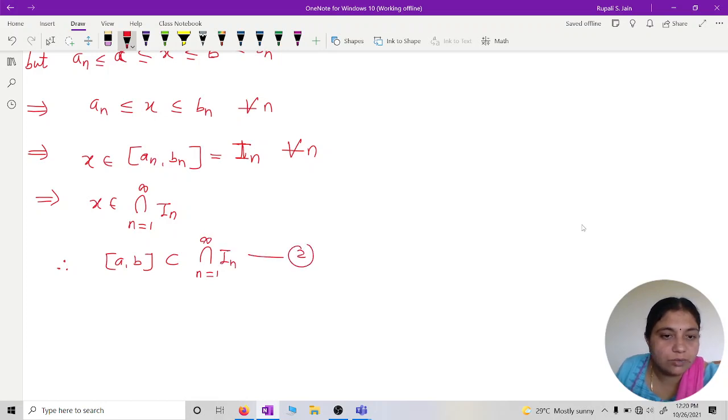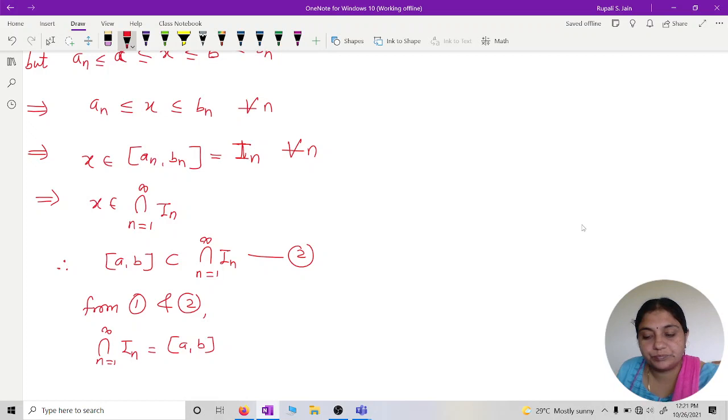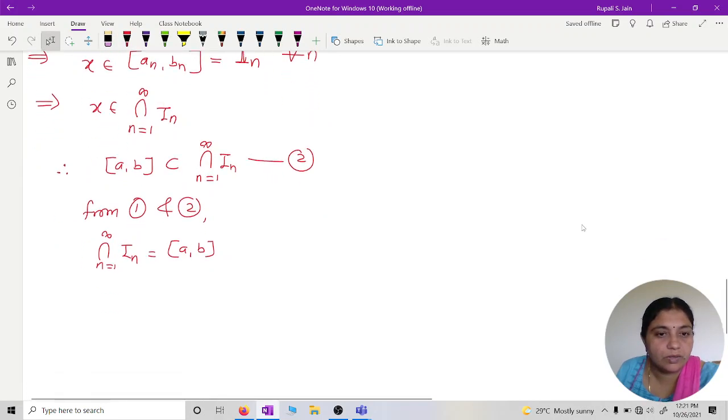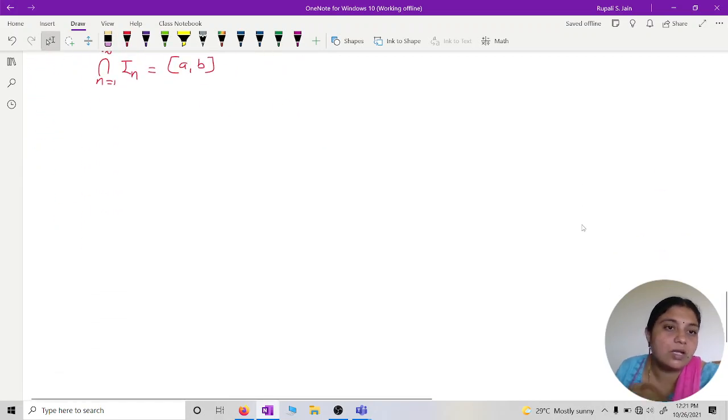So from 1 and 2, what do I get? The two sets are equal. The intersection over n from 1 to infinity of I_n is nothing but the interval [a, b]. Is that okay? Yes, ma'am.